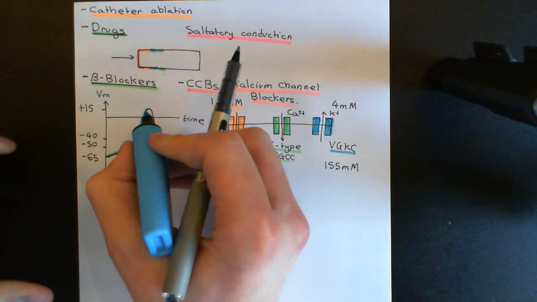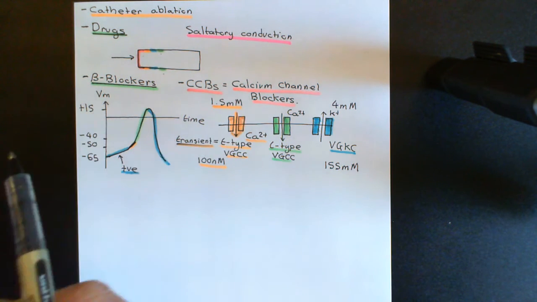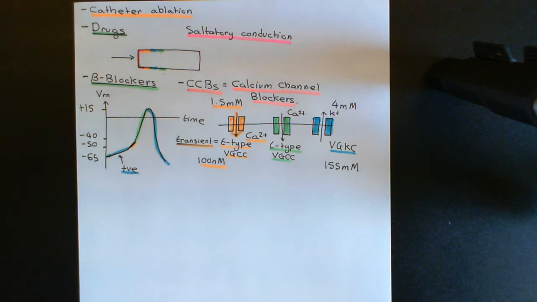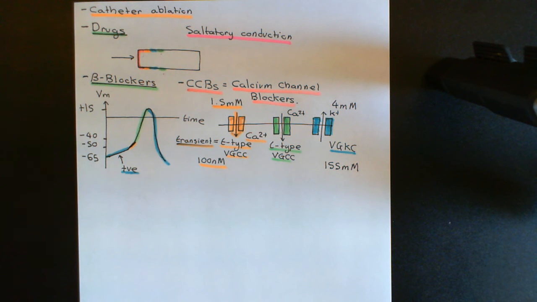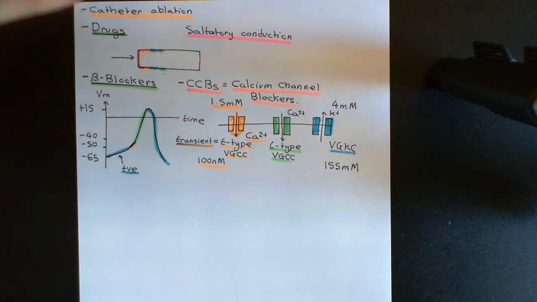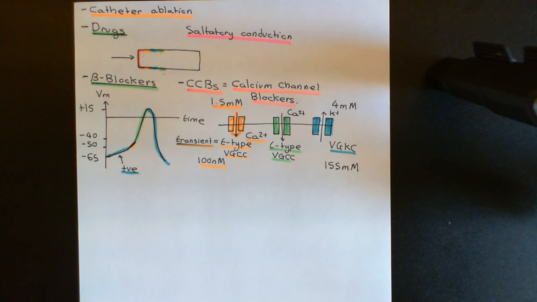Okay, so there is our sinoatrial node action potential here. No, sorry, not sinoatrial node, AV node action potential here. Okay, right. So we've now gone over that. Let's now talk about the basic idea of what calcium channel blockers are going to do and how they're going to slow down the action potential, and then I'll talk about the different examples of calcium channel blockers.